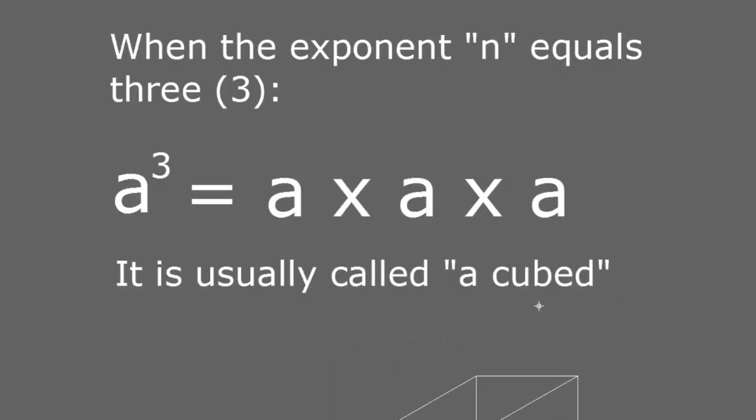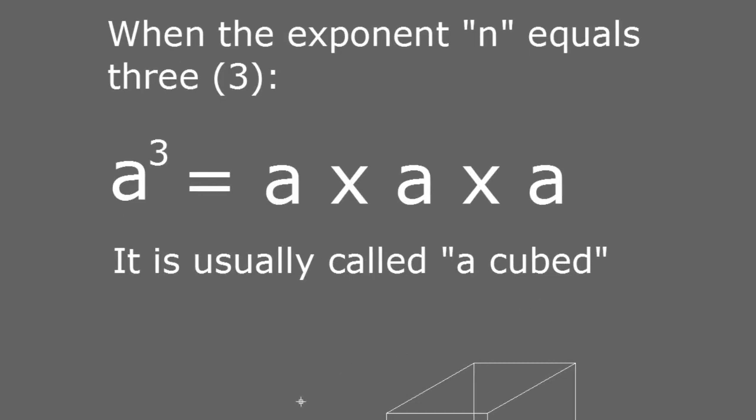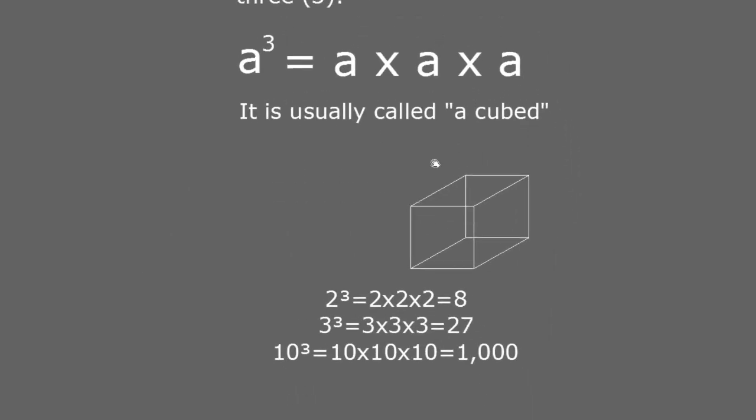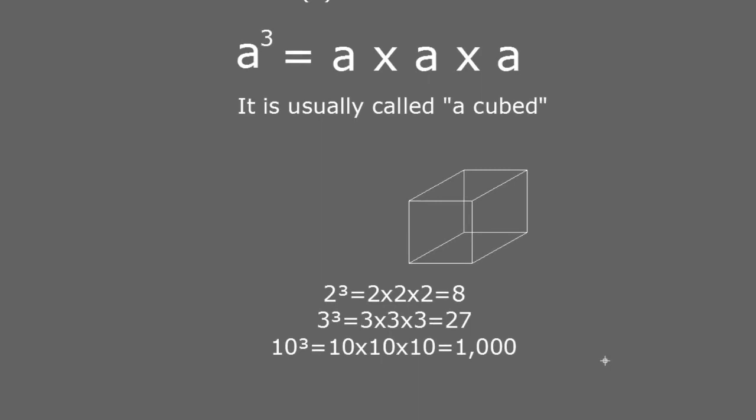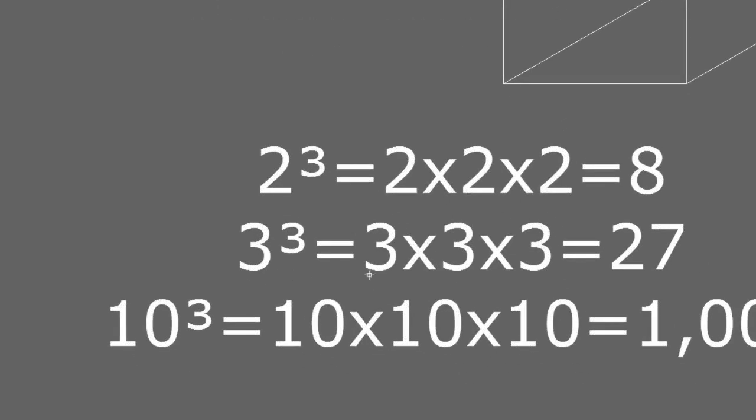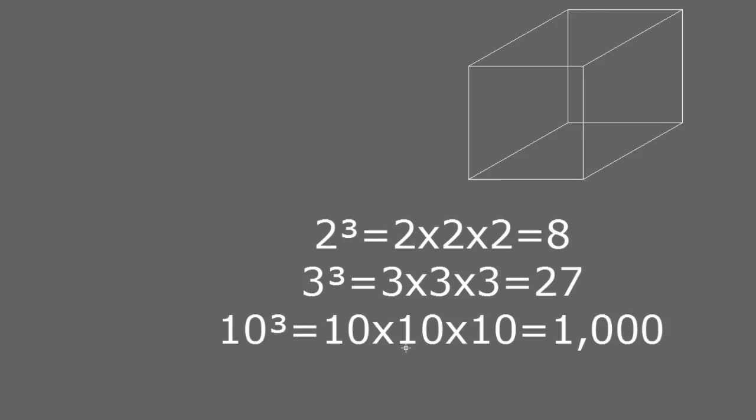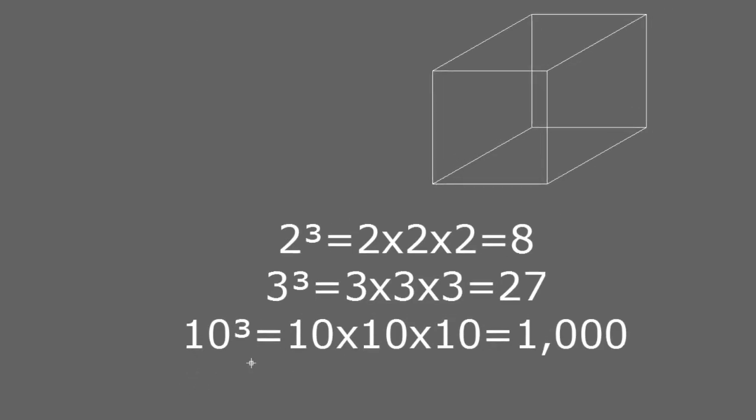When the exponent equals 3, instead of a to the power of 3, we commonly call that a cubed. And a cube, or any number cubed, is the number multiplied by itself 3 times. For example, 2 cubed is 2 times 2 times 2, which equals 8. 3 cubed is 3 times 3 times 3, 27. And 10 cubed, 10 to the power of 3, is 10 times 10, which is 100, times 10 again, which is 1000.